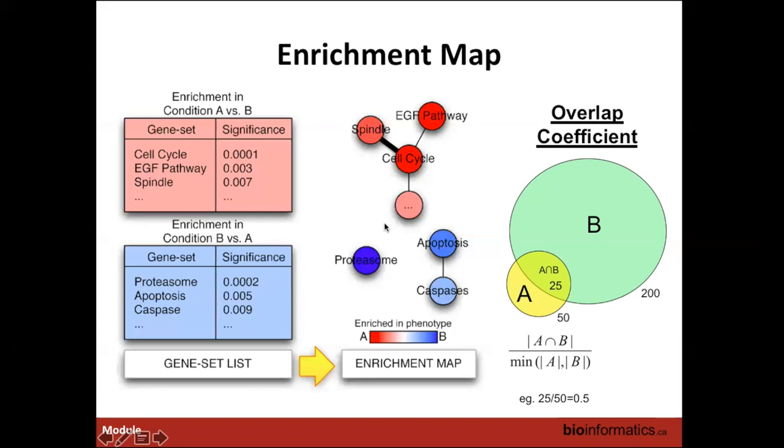We have seen that if two pathways share a significant number of genes in common, they are going to be connected by lines. We use an overlap coefficient score to calculate how many edges or lines we display on the map, because if two pathways were connected whenever they share at least one gene in common, there would be too many connections and the network would look like a hairball.